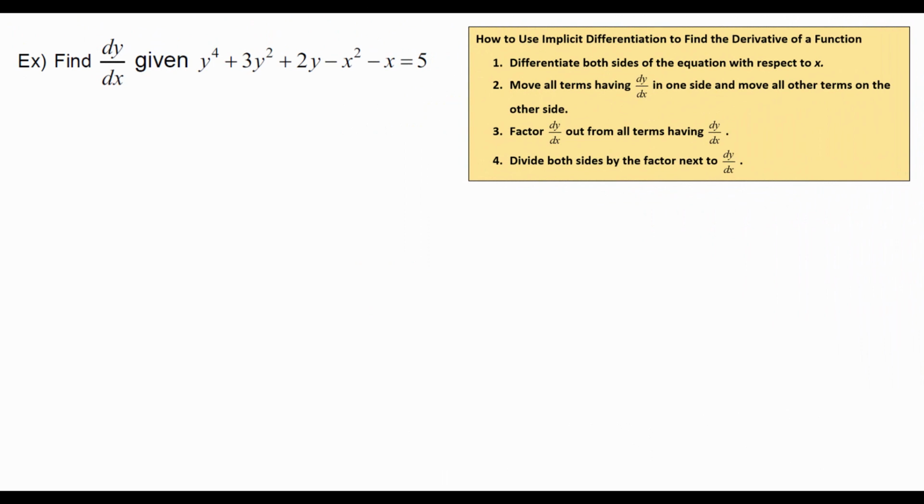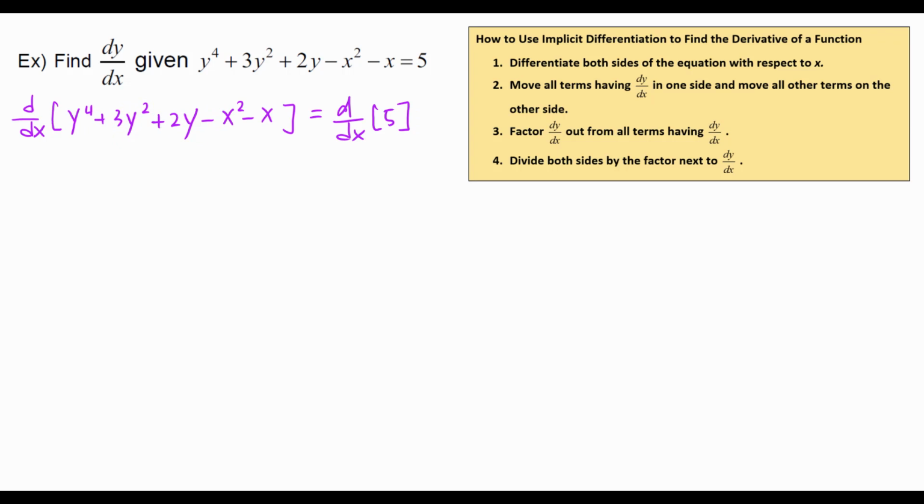Let's try now a real implicit differentiation problem. Follow the direction. Find dy/dx given y to the fourth plus 3y squared plus 2y minus x squared minus x equals 5. So first, you're going to differentiate both sides of the equation with respect to x. So take the derivative of both sides with respect to x.